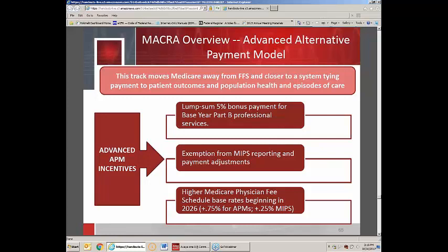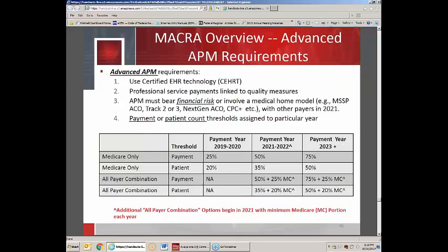Some of the requirements, on the next slide: in order to be in an APM, you have to use a certified EHR technology.